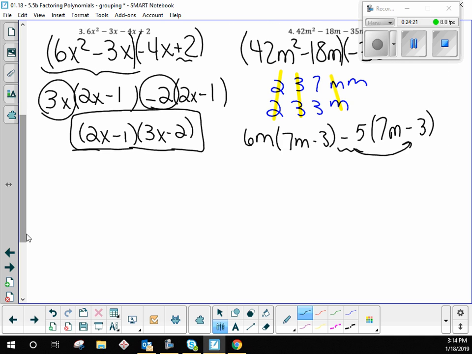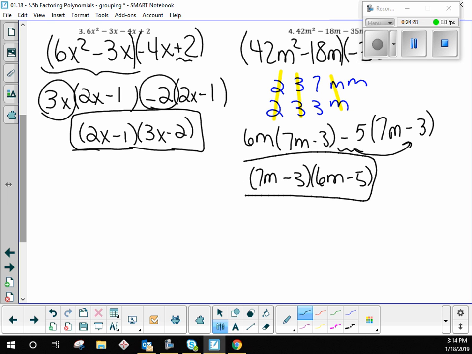And then the final answer, they have 7m minus 3 in common, and 6m left over in the first group, and negative 5 left over in the second. All right?